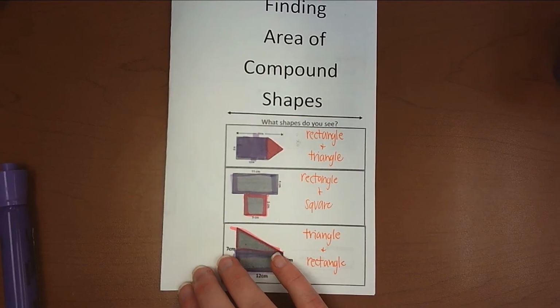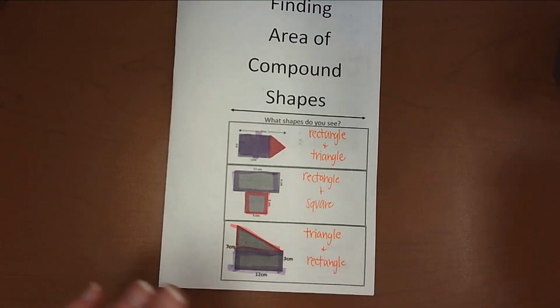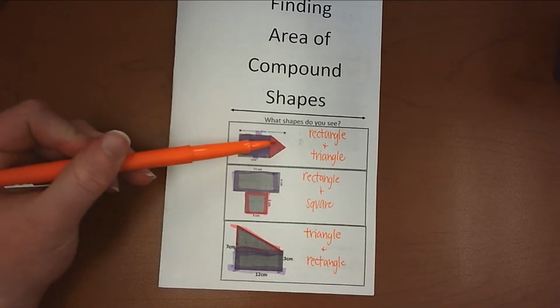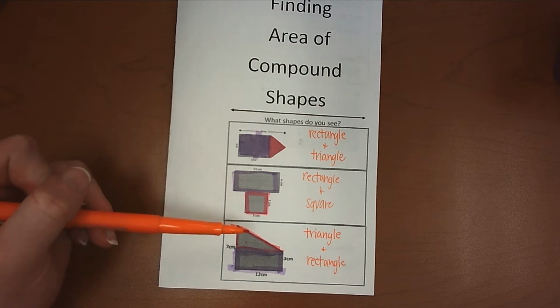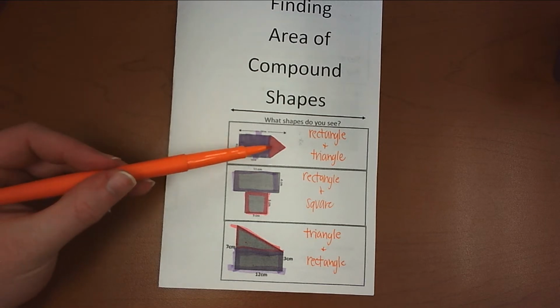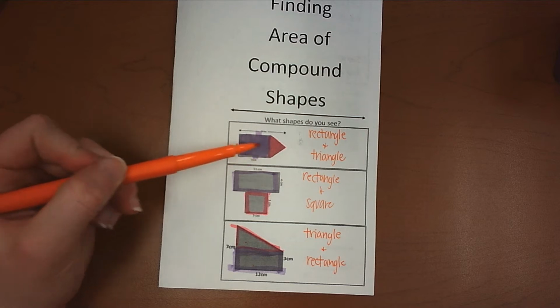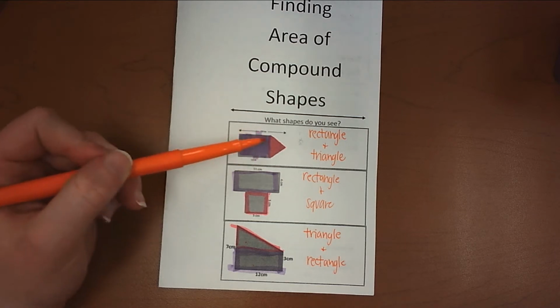Today we're working on finding the area of compound shapes, and in the very first video I talked through how to break compound shapes up into basic shapes. We talked about the basic shapes being rectangle, triangle, trapezoid, parallelogram, those shapes that we already have formulas for, and then finding the area of each of them and adding them together to get the area of a compound shape.